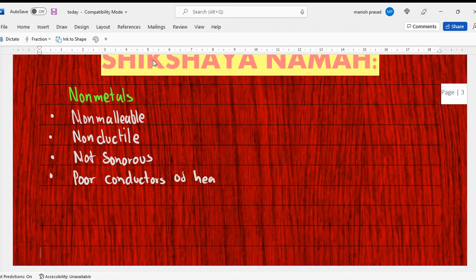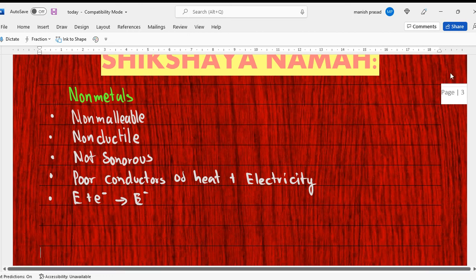electricity and heat. And then the first one that we had written is the non-metals have the ability to gain electrons to become negatively charged. Yes. Okay, so what are the other things that we have out here? Non-metals can be in the form of solids or gases. Can you name a liquid non-metal?